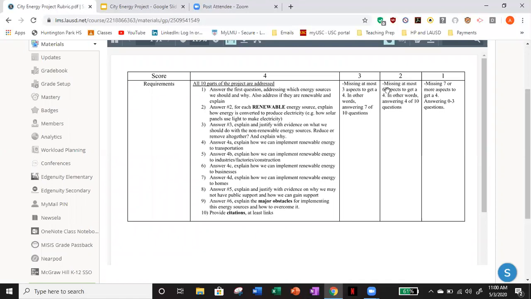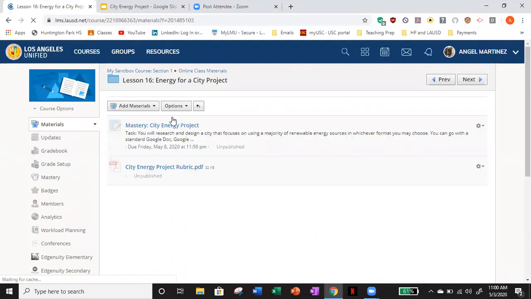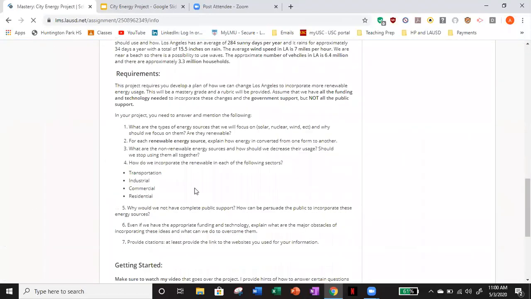If you miss at most 6, you get a 2. If you miss 7 or more, you get a 1. So 10 out of 10, you get a 4. 7, 8, or 9, you get a 3. 4, 5, and 6, you get a 2. And anything lower, you get a 1. So that's the rubric. I hope this helps.